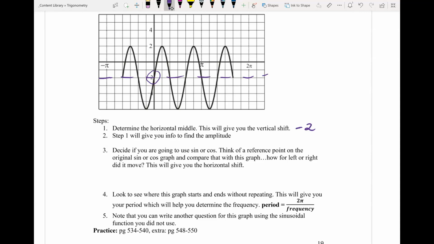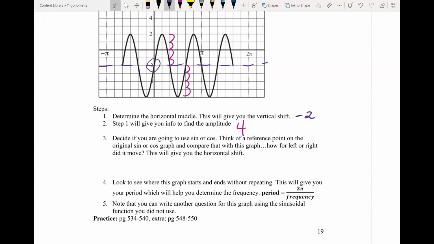Step 1 will give you information about the amplitude. So if we look at our middle line and count to our maximum or minimum, that will give us our amplitude. So that's 1, 2, 3, 4. 1, 2, 3, 4. So our amplitude is clearly 4.